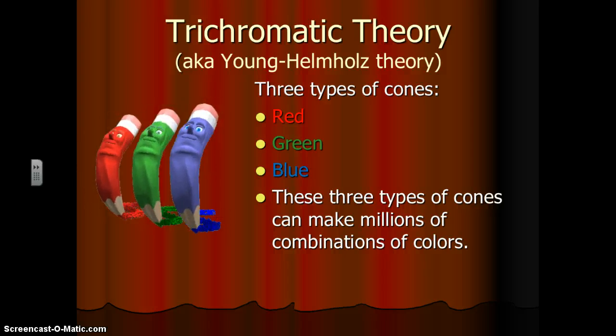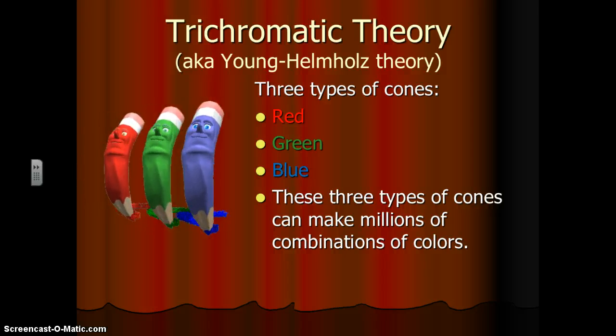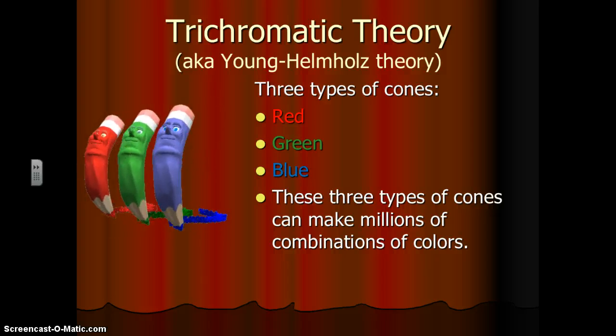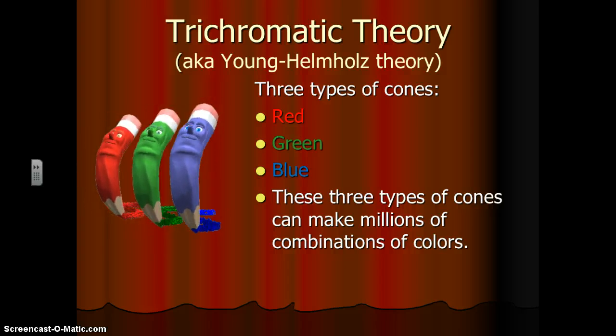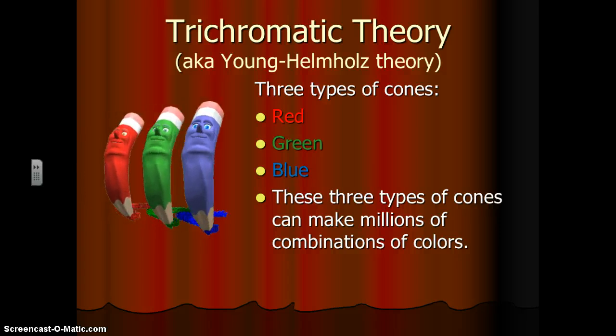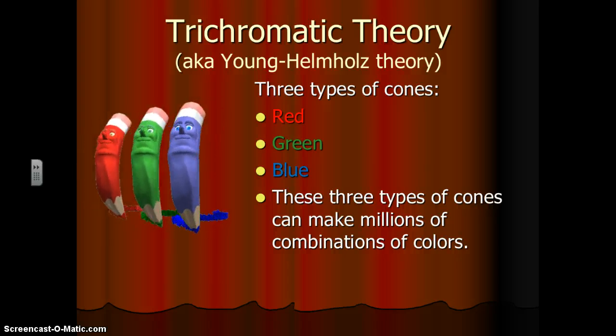Red sensitive cones are very receptive to long wavelengths. Green sensitive cones are receptive to medium wavelengths, while blue sensitive cones are receptive to short wavelengths. Now, a color other than blue, green, or red would trigger a combination of these cones, and that could produce millions of other colors.